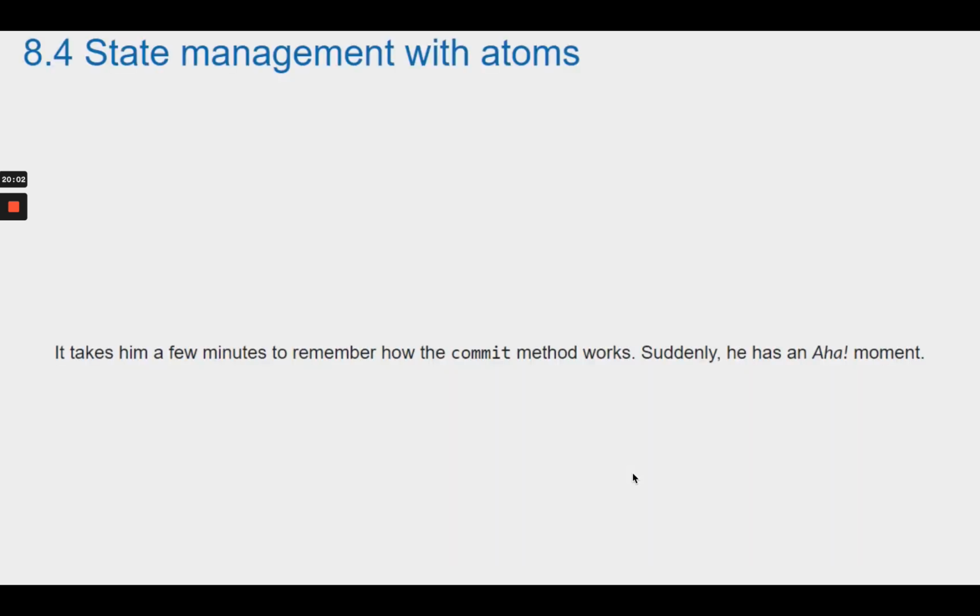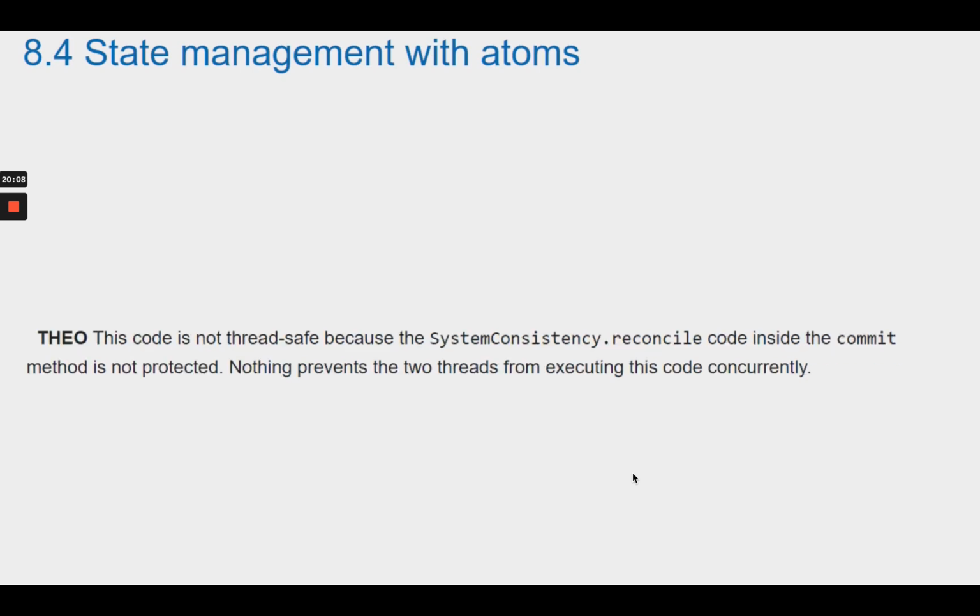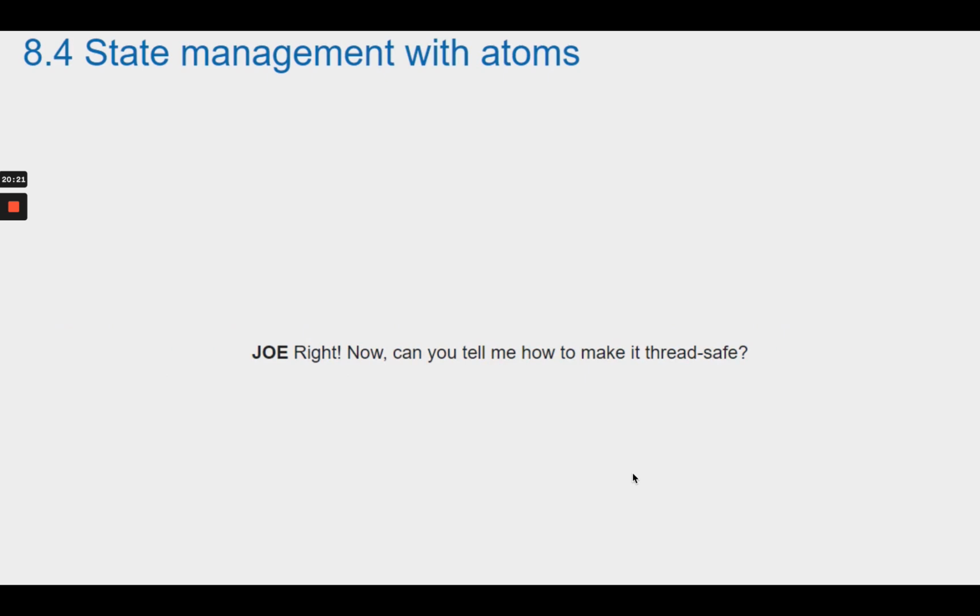It takes him a few minutes to remember how the commit method works. Suddenly, he has an aha moment. Theo, this code is not thread-safe because the system consistency reconcile code inside the commit method is not protected. Nothing prevents the two threads from executing this code concurrently. Joe, right. Now can you tell me how to make it thread-safe?